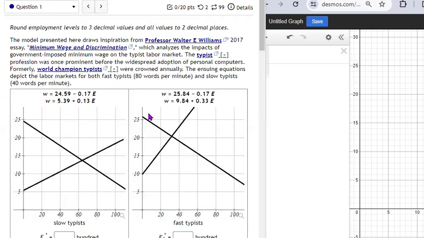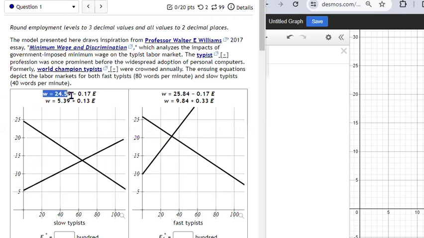The ensuing equations depict the labor market for both fast typists, 80 words per minute, and slow typists, 40 words per minute. This is the fast typist because it has a higher wage, and this is the slow typist, right? There are fewer of these fast typists who get paid a lot, and a lot more of the slow typists who get paid less, right?